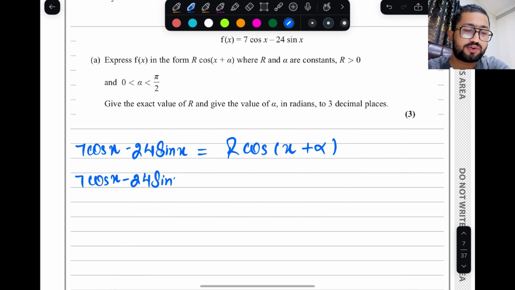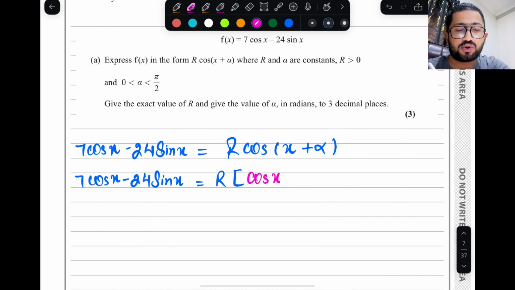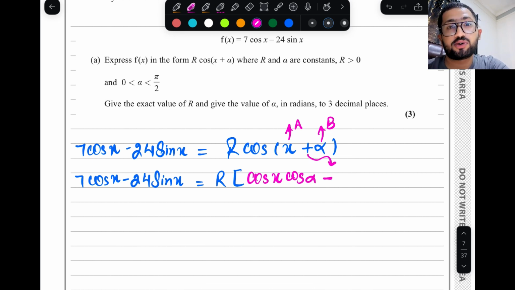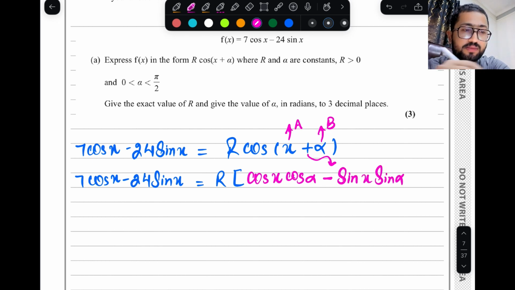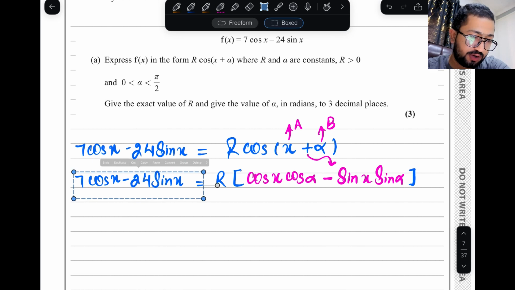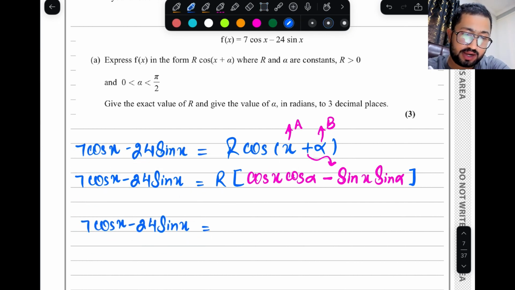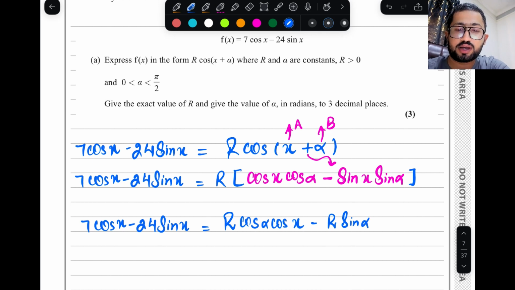Everyone knows, I have to apply the compound angle formula. Cos(A plus B) equals cos A cos B, yes, everyone knows. The sign will change, be careful. I told you in the notes clearly: minus sin A sin B. So now what can I do further? I have to shift R inside the brackets, so it will become R cos alpha cos x minus R sin alpha sin x.